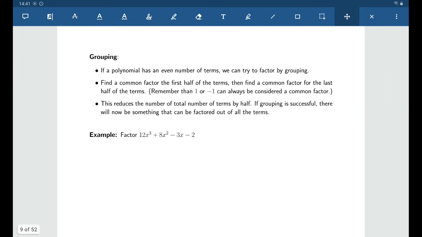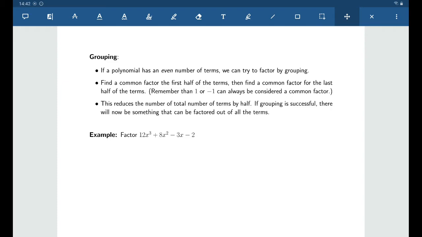Now, if we've got a polynomial that has an even number of terms, then we can try using factoring by grouping. The idea behind factoring by grouping is that instead of taking a common factor out of the entire polynomial, we take common factors out of the first half of the terms and then take out a common factor out of the second half of the terms. And if we're lucky, if we've done things correctly, hopefully what's left over for both the first half and the second half will be the same. In other words, we'll have a common factor that can now be taken out of everybody.